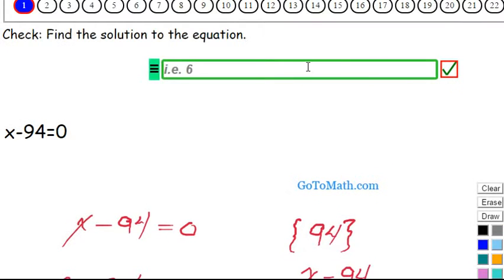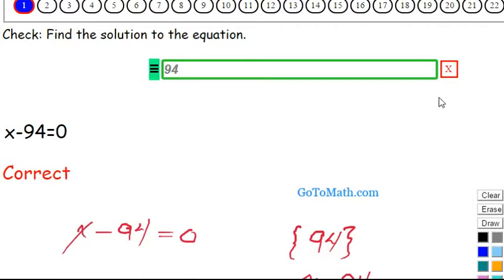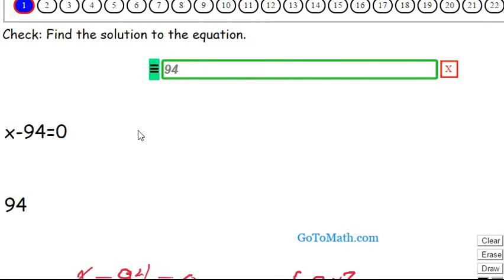We can go up here and make sure all that's going to work out. Just type it in there like that, hit correct, or you could go up to the top and hit the answer, whatever you want to do.